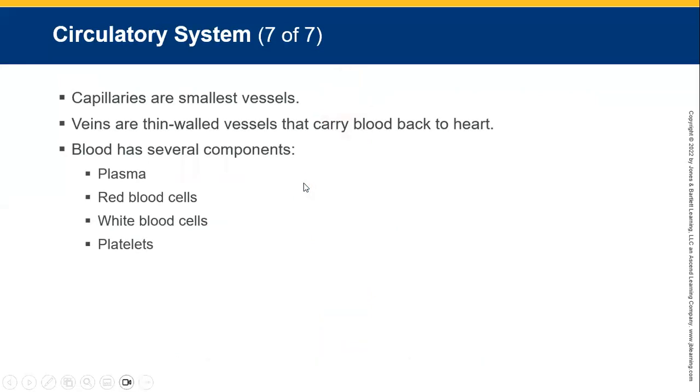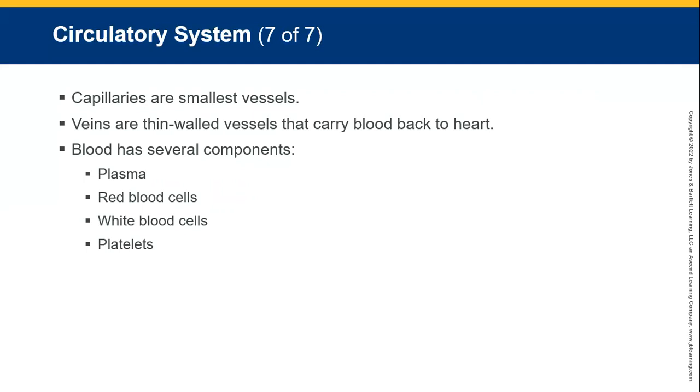All right, blood. The capillaries are obviously the smallest blood vessels in the body. Veins are thin-walled vessels that carry blood back to the heart. Now, in the veins, there are always one-way valves to stop the blood flowing backwards. Okay, sometimes they don't work so well, and we end up with varicose veins. Okay, blood consists of plasma. The volume of blood, the fluid of the blood, is plasma.